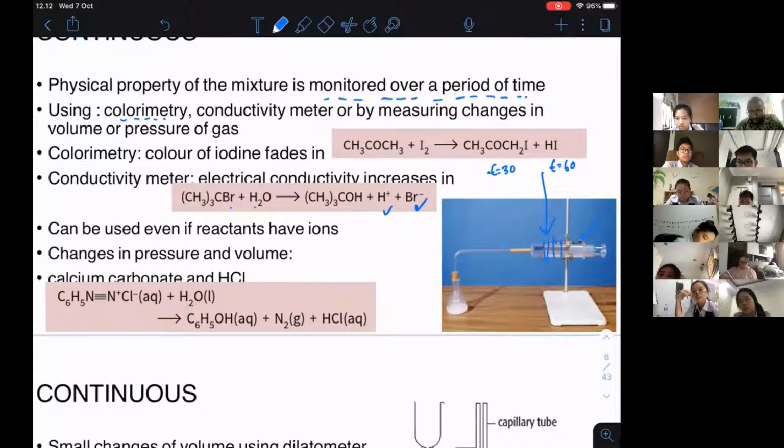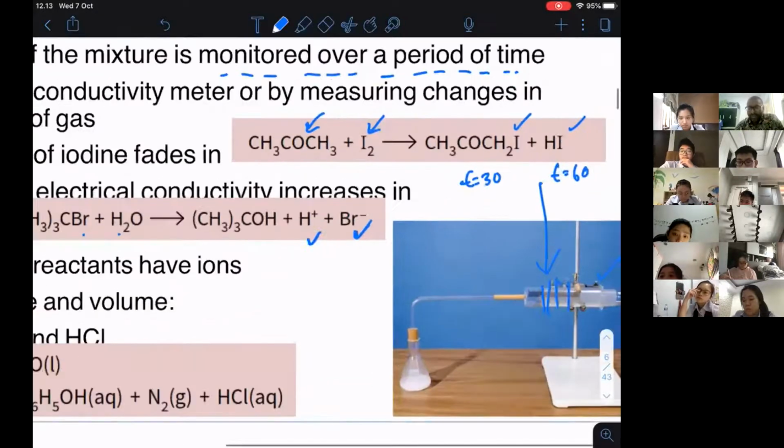So how can we use colorimetry? What is the color of iodine? Iodine is normally in solid form, but in this case they are mixing it with a ketone. So they mix the ketone with iodine, and you are going to get something like this. Let's find out whether you can understand what type of reaction is taking place over here.